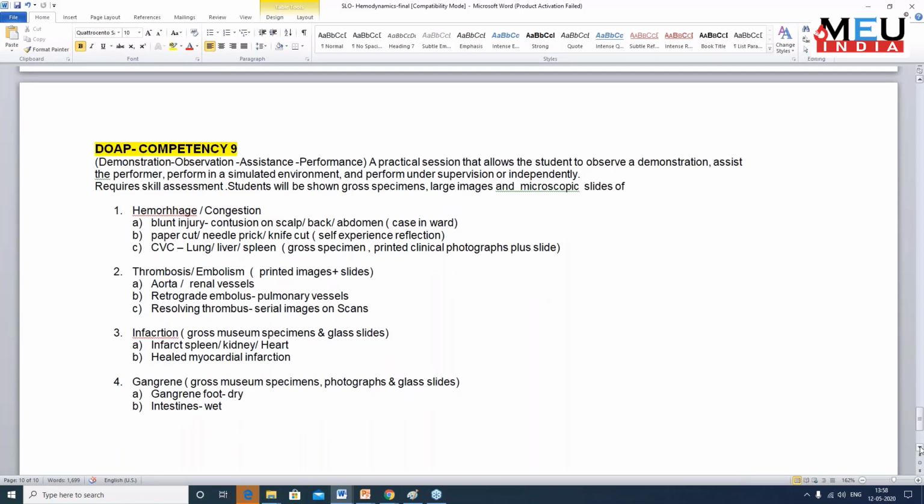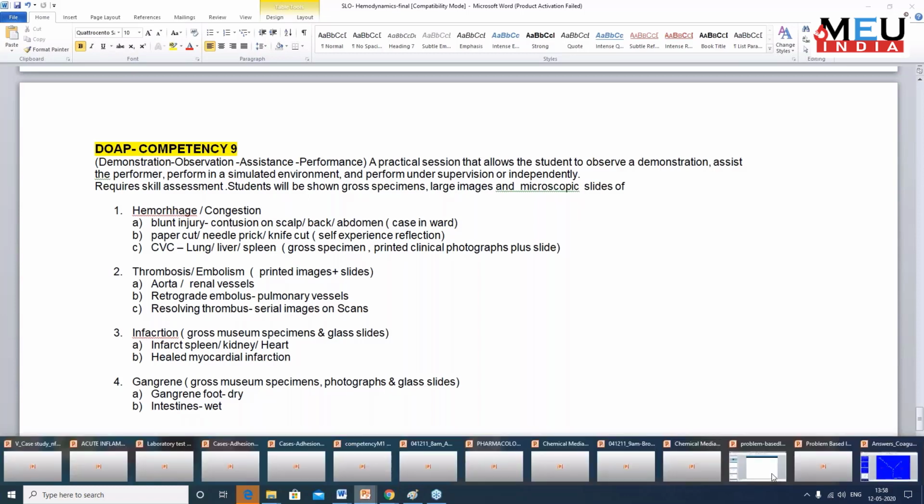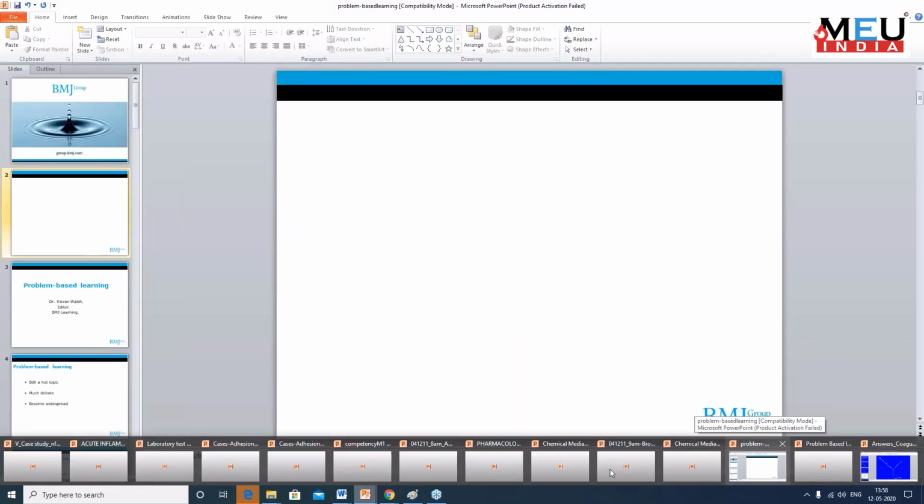I have to thank Shagufta ma'am for her detailed presentation. So from that, I have taken it on to our scenario of hemodynamics. So if we can open the PowerPoint, these are the clinical scenarios. I'll just explain. For hemorrhage or congestion, we can give a situation or a station wherein there is a patient of blunt injury, or we can ask them to reflect on their self-experience of finger prick.